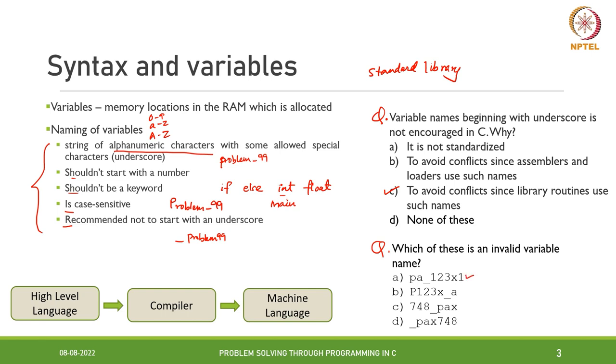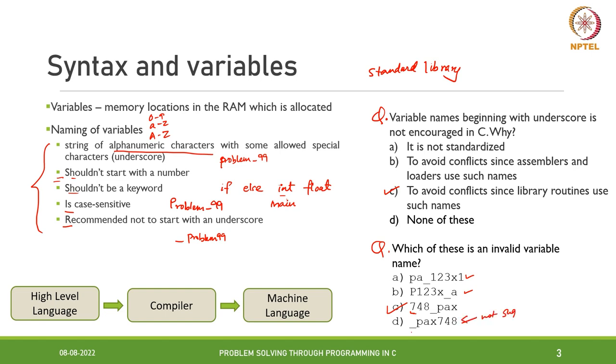This is valid. Now the next one is capital P. It starts with a letter, so it should be fine. You are not using any invalid characters here, so this is fine as well. Now this, however, you can see it starts with a number, and the rules say that you shouldn't really start a variable name with a number. So this, I would say, is the invalid variable name.